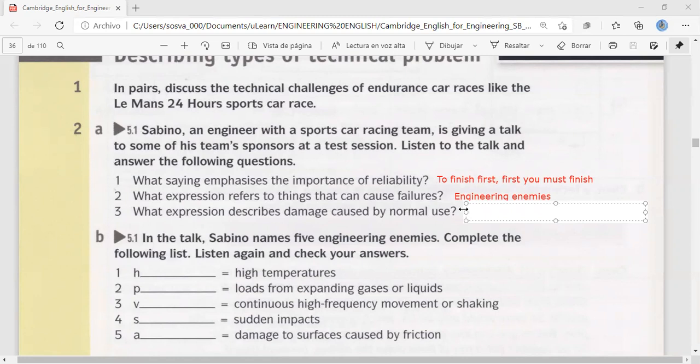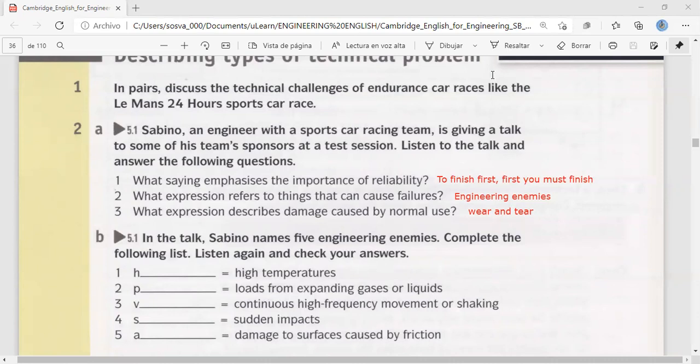He also mentioned phenomenal levels of wear and tear. That's the expression he uses to talk about normal use damage. Perfect. You might write next to the questions if the answer. Tell me when you're able to erase it.